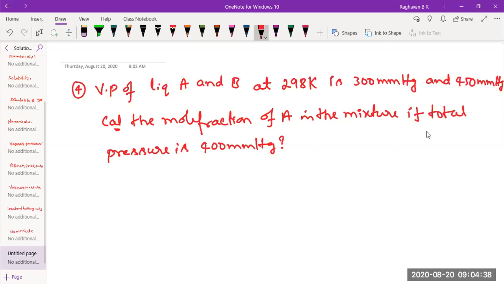Mole fraction of A alone they are asking. Come on. This should not be Dalton's law, right? It is in the mixture they are asking. Same from Raoult's law itself you have done. PT has been given, total vapor pressure they have given. In terms of any one mole fraction, I had given you in the beginning of the class itself.